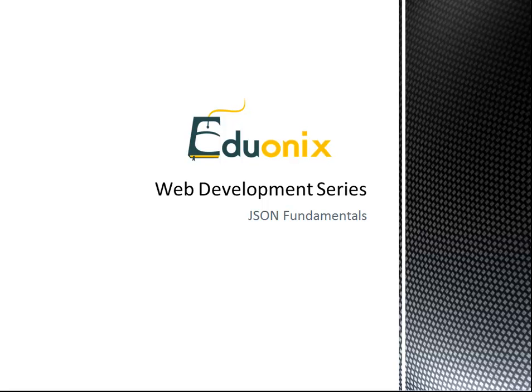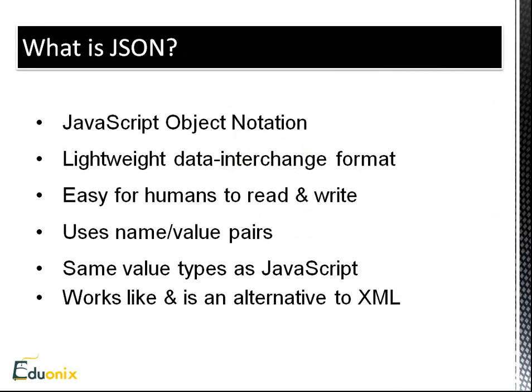In this section we're going to go over the JSON fundamentals, and like XML, JSON is used to store and structure data. It stands for JavaScript Object Notation, and it's a text-based open standard. It's designed for human-readable data. It's lightweight. It's much more lightweight than XML.